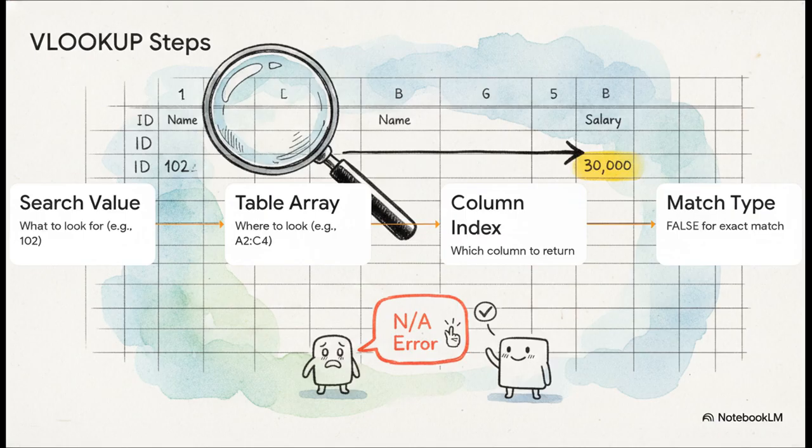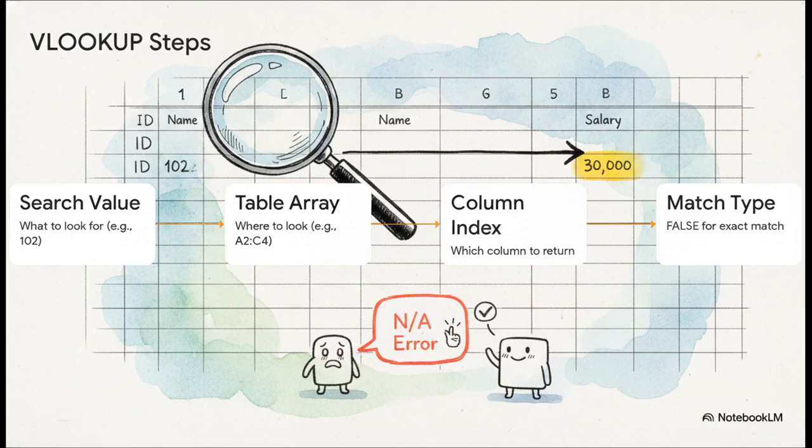Question 3, what is the column index? We want the salary, which is sitting in the 3rd column of our table, so we literally just type the number 3. And question 4, match type? We type false because we want an exact match for that specific ID. Hit enter, and boom, it successfully returns 30,000.